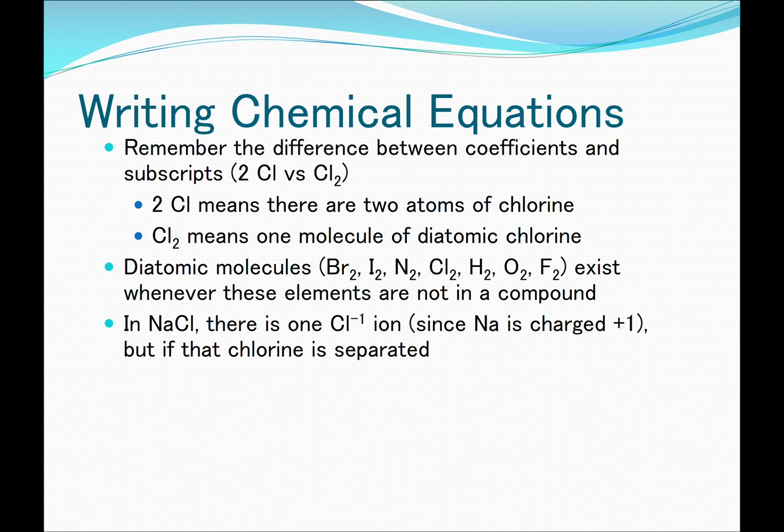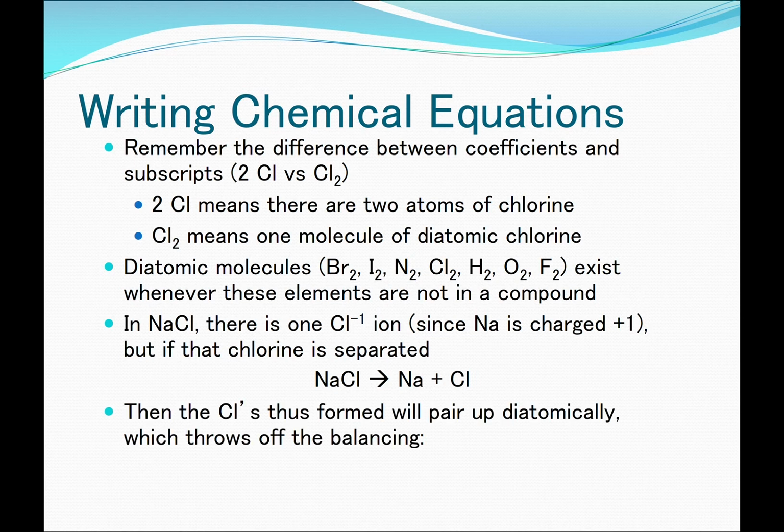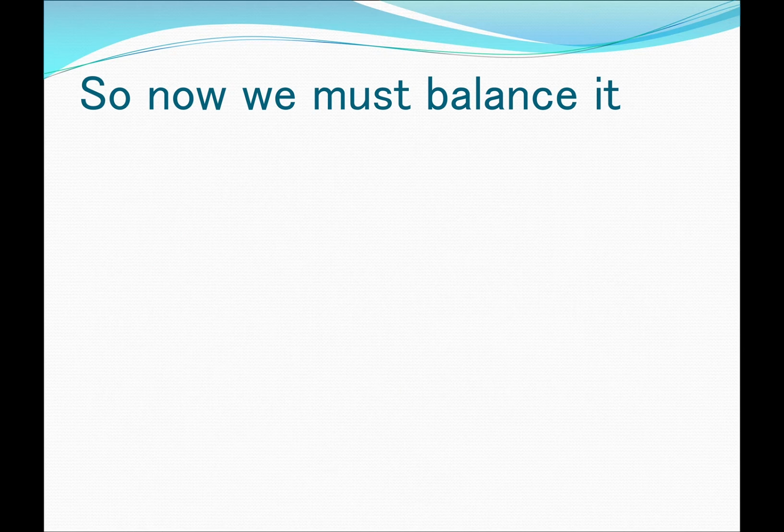And this will make things a little bit more hairy in a compound like sodium chloride. It is a 1-to-1 ratio, but the chlorine, once it's separated, forms diatomically. So if we look at it just like this, yeah, that's balanced, 1-to-1 to 1-to-1. But chlorine has to be diatomic. So this is going to throw off our balancing. Because really what they should be is Cl2. Now we end up with 2 chlorines on the right and 1 on the left. That has to be remediated, so we're going to balance it.